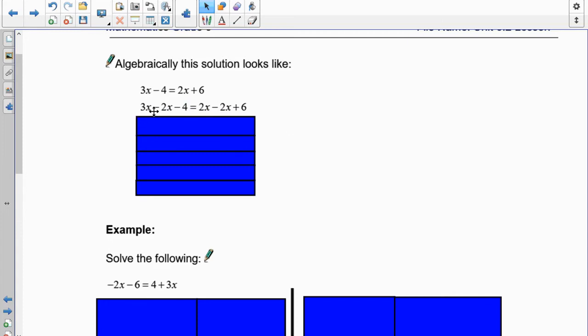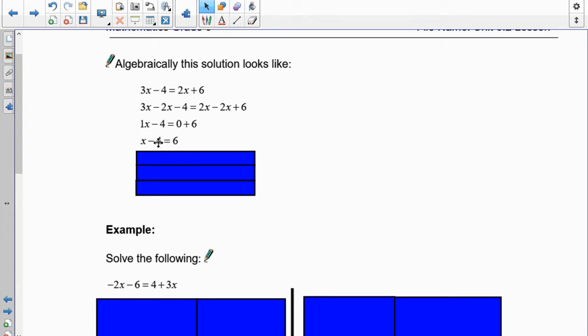So I've got 3x take away 2x and 2x take away 2x. Now the 2x subtract 2x gives me 0, and the positive 6 sticks around. And if I have 3x and I take away 2x, that means I have 1x left over. Right? So now I've got to clean it up a little bit. I'm going to get rid of the 1 and have x, get rid of the 0. So now I've got x minus 4 is equal to 6.